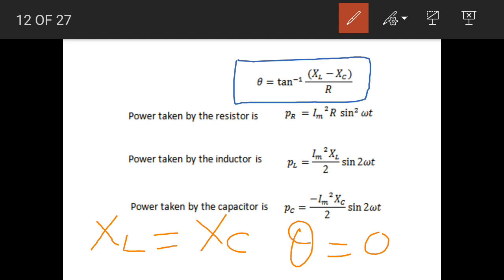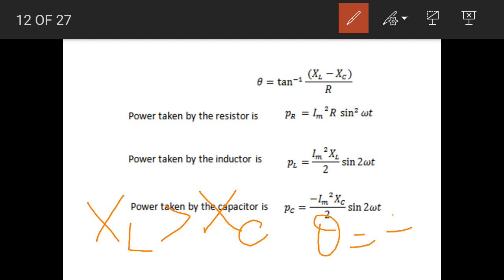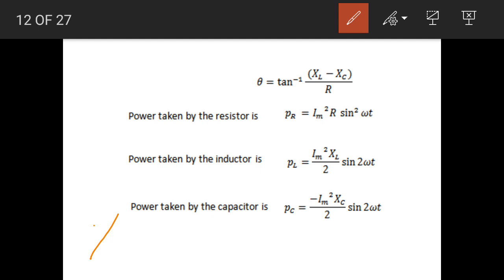If XL is greater than XC, then theta will be positive, and if theta is positive, then the entire circuit will behave like an inductive circuit. Similarly, if XL is less than XC, then theta will be negative, and the entire circuit will behave like a capacitive circuit. Anyhow, there are three different natures of this series combination. It might behave like a resistive circuit, inductive circuit, or a capacitive circuit.